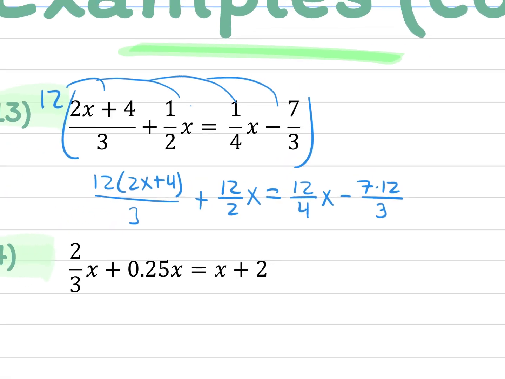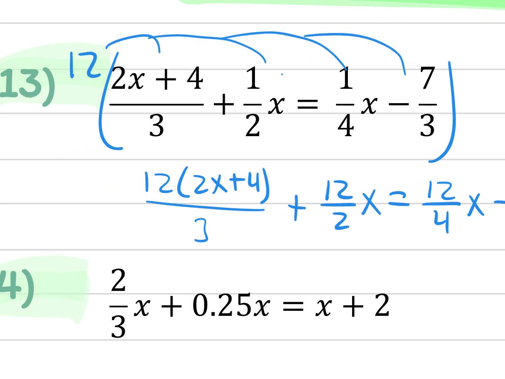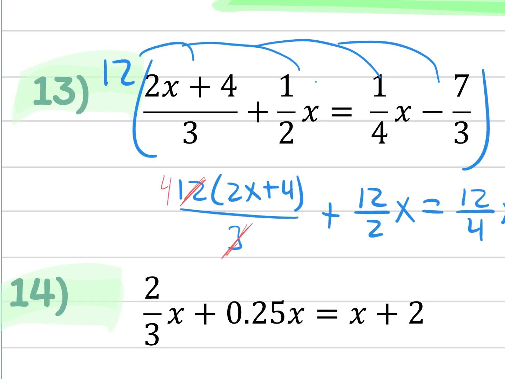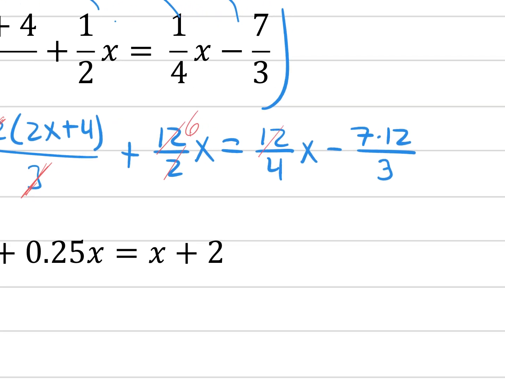Now the whole point of doing this is that we have an opportunity to cancel out all of the fractions. Let's look at this first term. 12 and 3, you're able to cancel those out, and you can replace it with a 4. 12 and 2 go away. These become 6, because 12 divided by 2 is 6. 12 divided by 4 is just going to give you 3.